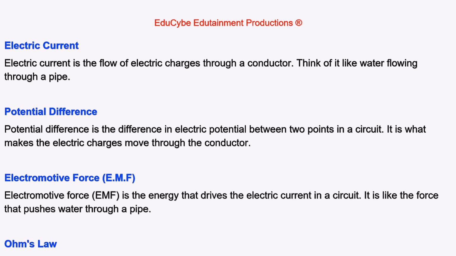Electric current. Electric current is the flow of electric charges through a conductor. Think of it like water flowing through a pipe. Potential difference. Potential difference is the difference in electric potential between 2 points in a circuit. It is what makes the electric charges move through the conductor. Electromotive force, EMF. Electromotive force, EMF, is the energy that drives the electric current in a circuit. It is like the force that pushes water through a pipe.